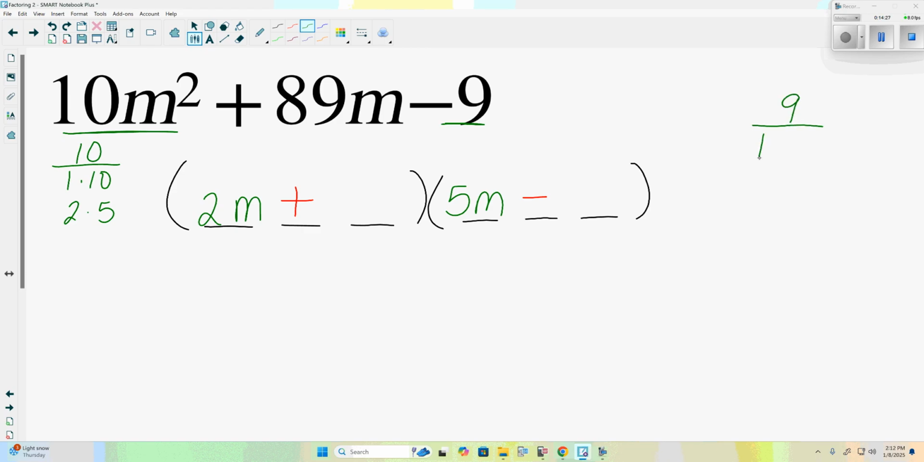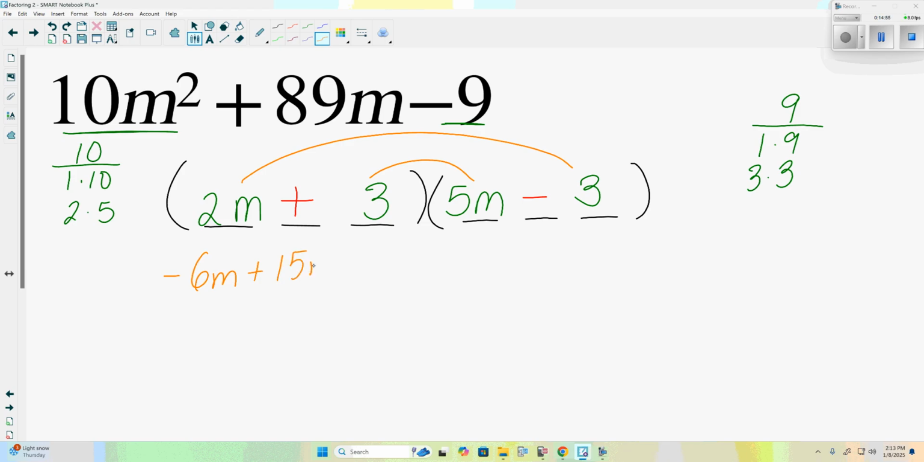Now the factors of 9 are 1 and 9 or 3 and 3. Which one of these do we want to try first? 3 and 3. Now we can check this here. 2m times negative 3 is negative 6m. 3 times 5m is going to be positive 15m. And negative 6m plus 15m is 9m.